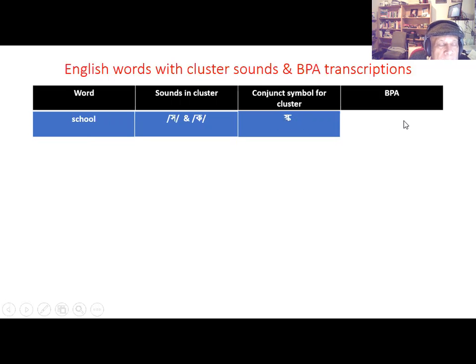So the transcription of school in BPA will be like this: sk, u, vowel lengthener, and law, school.